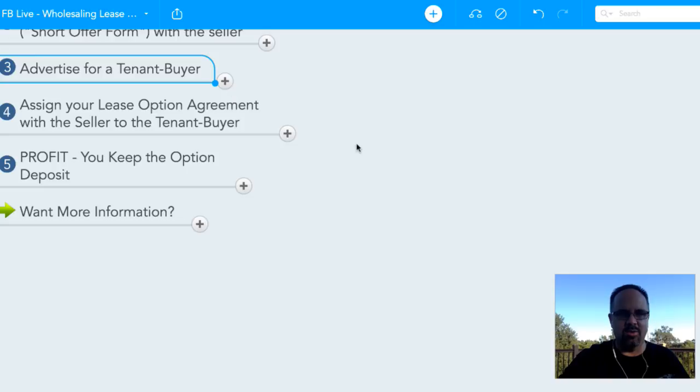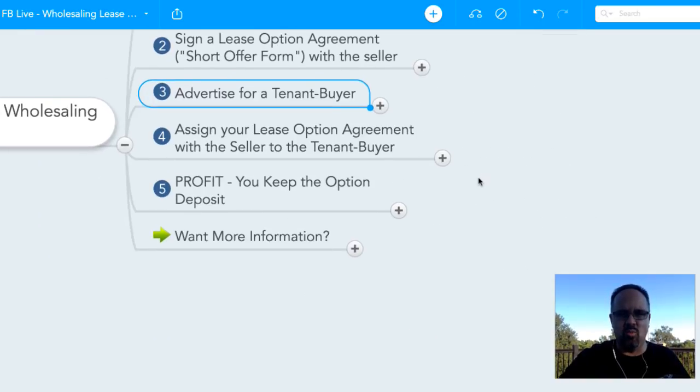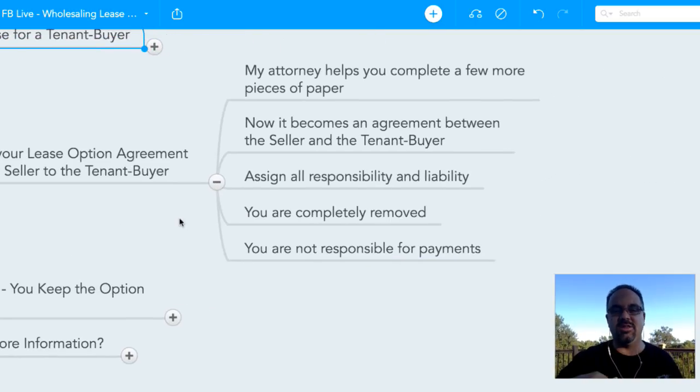Okay, so now you found a seller. The seller signed your 1-page short offer form. You start advertising the property for a tenant buyer. Once you find a good tenant buyer, you're going to assign the paperwork to that tenant buyer. Okay, and I have an attorney that does all of my deals in all 50 states, and my students can use my attorney. There's some more paperwork involved. You need to have a separate lease, a separate option agreement, and then an assignment agreement. And then there's things like seller's disclosure statements that you need and lead-based paint and stuff like that. My attorney will help you with that, all right?